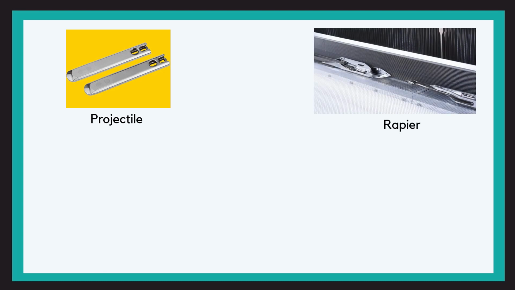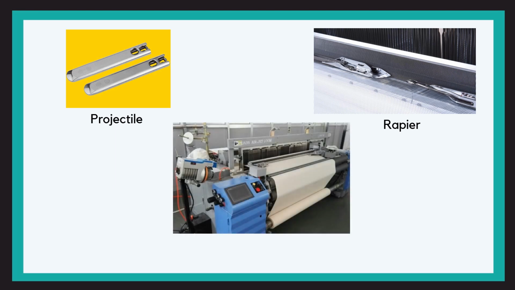We have already seen the mechanism of the projectile and the rapier loom. We'll now discuss another weft insertion system, that is the Airjet. In the Airjet system, there is technically no mechanical device like a projectile or a shuttle to carry the yarn.